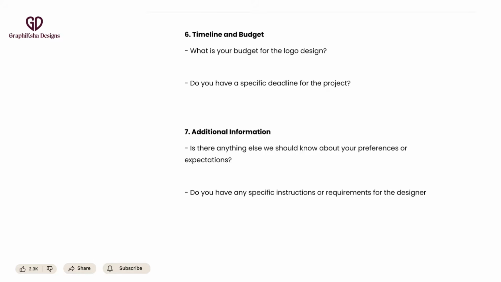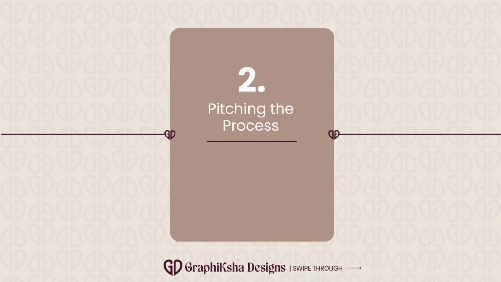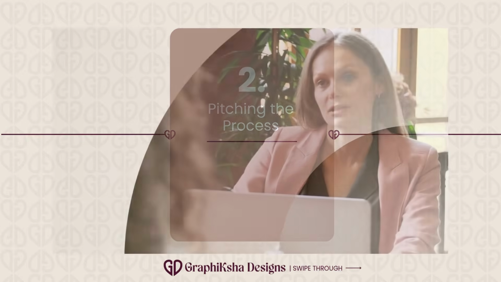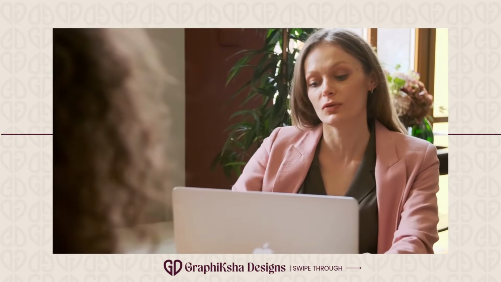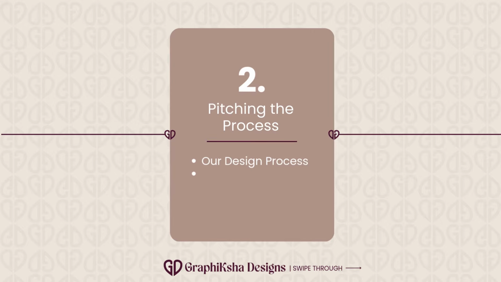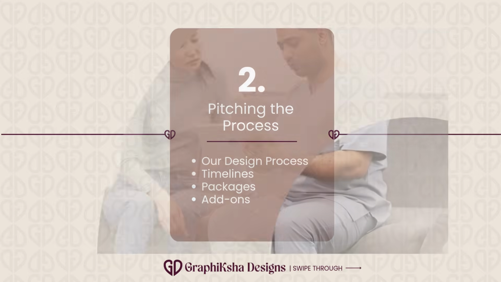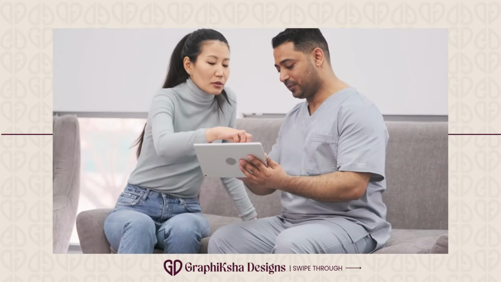After this, the next step is pitching the process. Once we have understood the brand, we share our design process and packages. This includes the timeline, deliverables, the number of logo options we provide, and how many revisions we offer. We tell them that we provide three design options with different concepts. The timeline is about one to two weeks for the three options. Then the packages: whether they want only a logo or a full branding suite, and add-ons like business cards, social media kits, etc. Clear communication at this stage sets expectations and builds trust with the client.